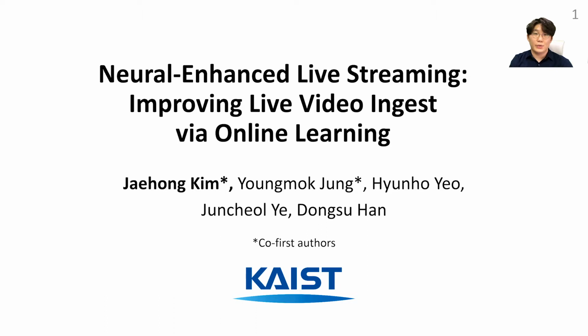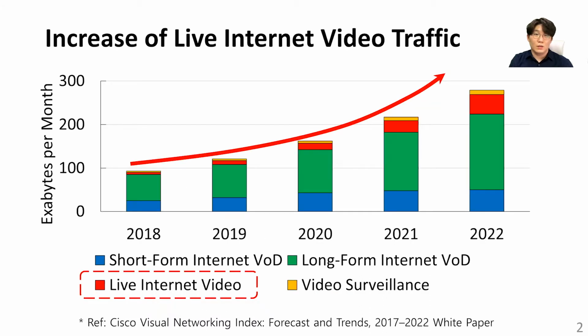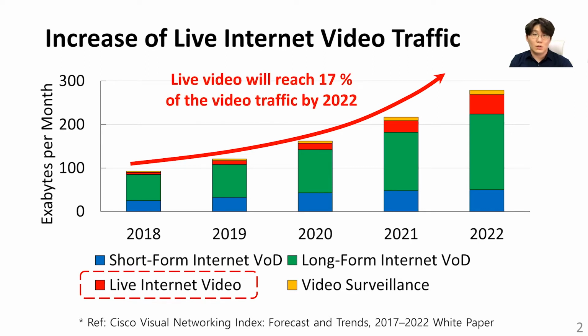In this video, I'm going to talk about neural-enhanced live streaming, improving live video ingest via online learning. Live video traffic has experienced rapid growth with the rise of live streaming services such as YouTube Live, Twitch.tv, and Facebook Live. According to the market report, live video traffic will increase 15-fold and take up 17% of internet video traffic by 2022. With the number of streamers and viewers on the fast rise, supporting high-quality live streaming has become ever more critical.